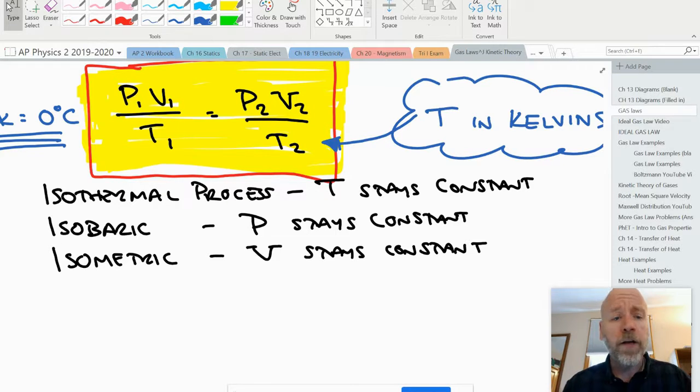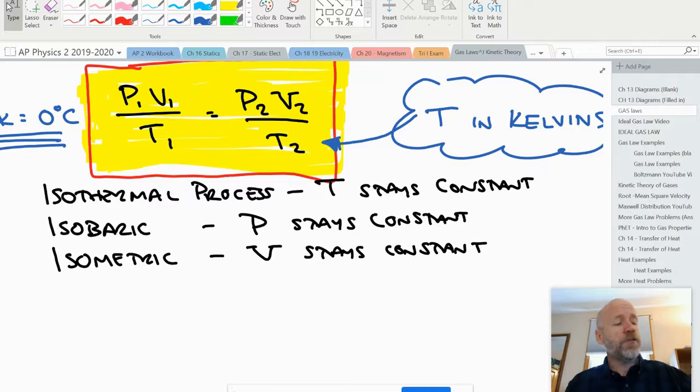Temperature. Check. Isobaric. Well, we use a barometer to measure pressure. So isobaric process, the pressure stays constant. And lastly, isometric, the volume stays constant. Now, there's some other words we might use for isometric, old words. We'll deal with that when we get to it.